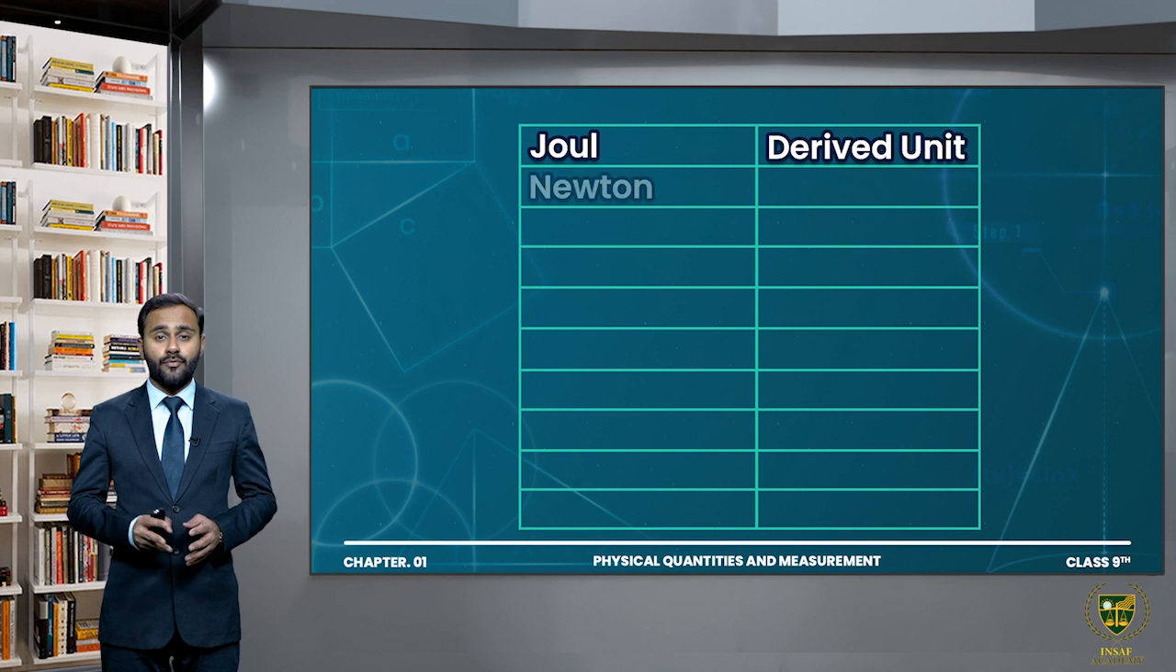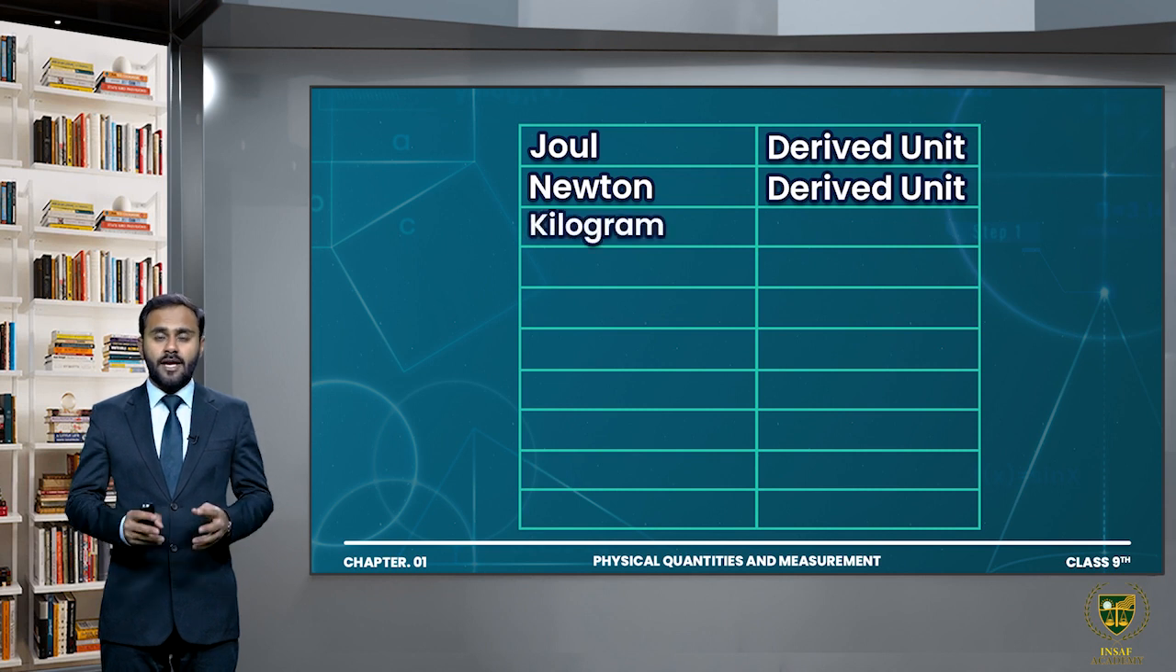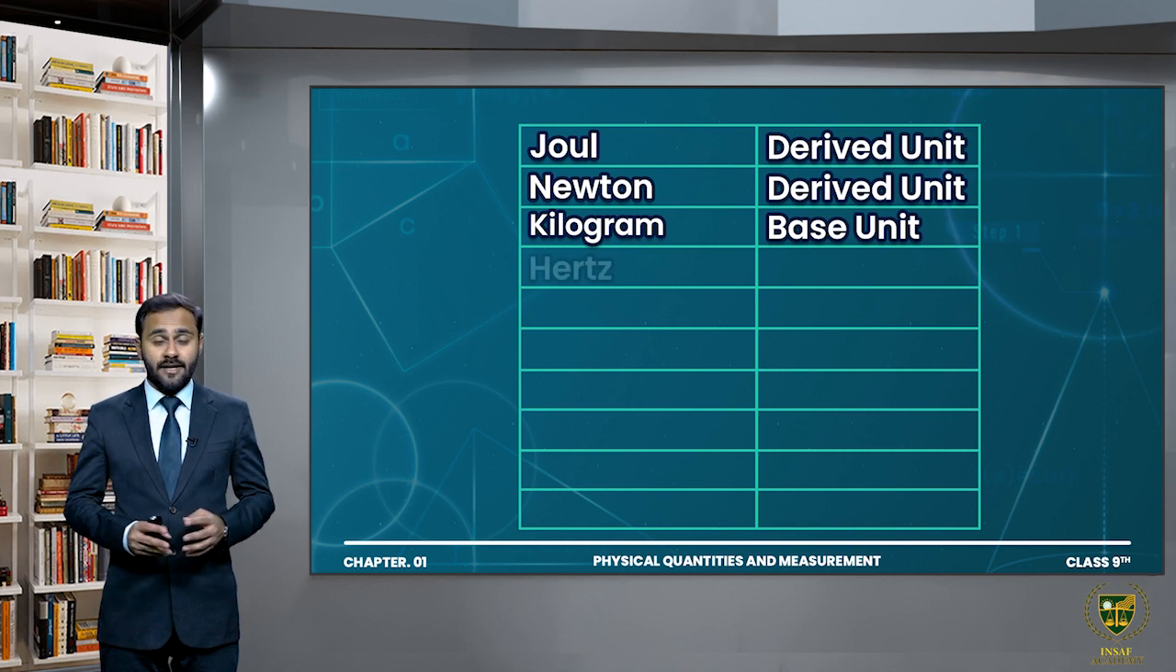Second one is Newton. Newton is the unit of force and force is a derived quantity, so Newton bhi ek derived unit kehlayega. So the third one is kilogram. Kilogram is the unit of mass and mass is a base quantity, so hum kahenge kilogram bhi ek base unit hai. Now the next one is hertz.